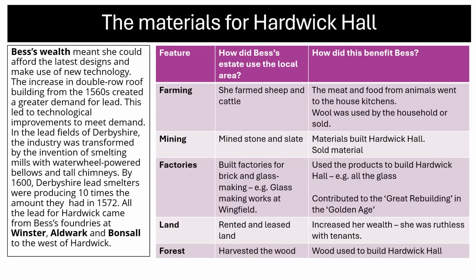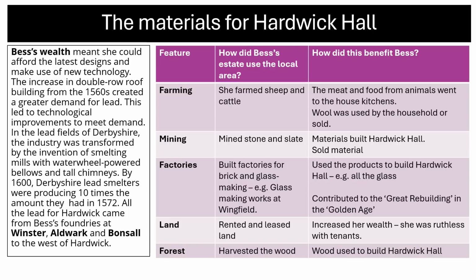So Bess's wealth meant she could afford the latest designs and make use of new technology. The increase in double-row roof building from the 1560s created greater demand for lead, and that led to technological improvements to meet demand. In the lead fields of Derbyshire, the industry was transformed by the invention of smelting mills with water wheel powered bellows and tall chimneys. By 1600, Derbyshire lead smelters produced 10 times the amount they had in 1572. And the lead for Hardwick came from Bess's foundries at Winster, Old Walk and Bonsall, which was to the west of Hardwick.